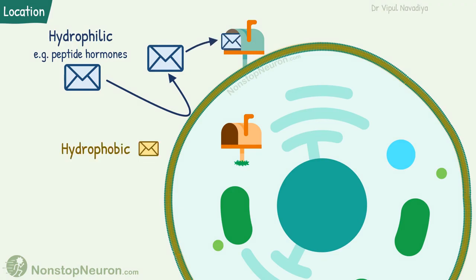Intracellular receptors are for hydrophobic messengers, for example steroid hormones. Such molecules are smaller and hydrophobic, so they can pass through the lipid bilayer and bind with the receptor inside the cell. So this was some basics about the location of the receptors.